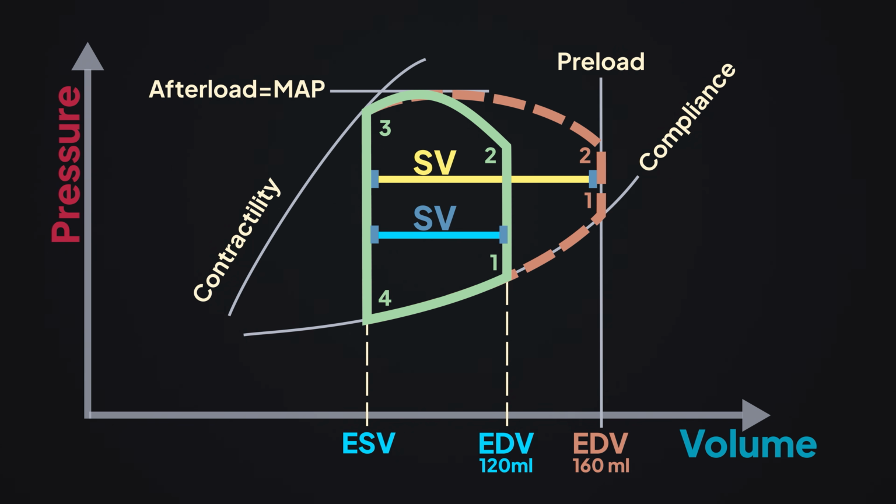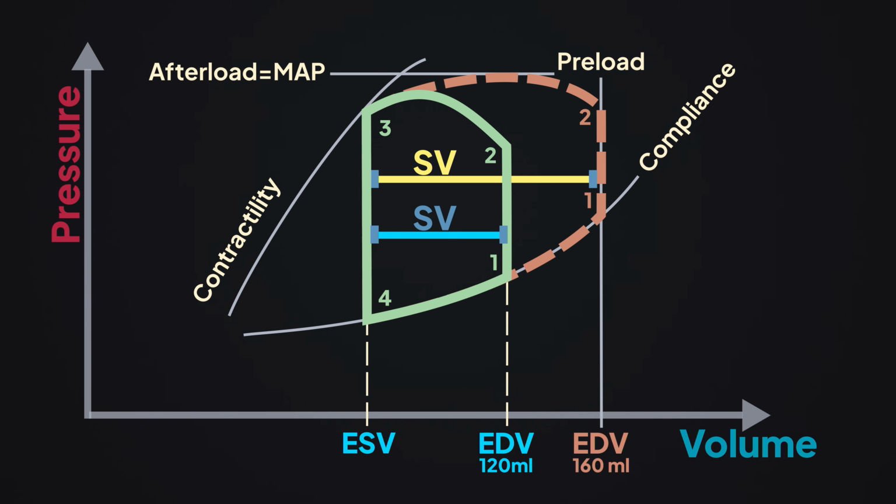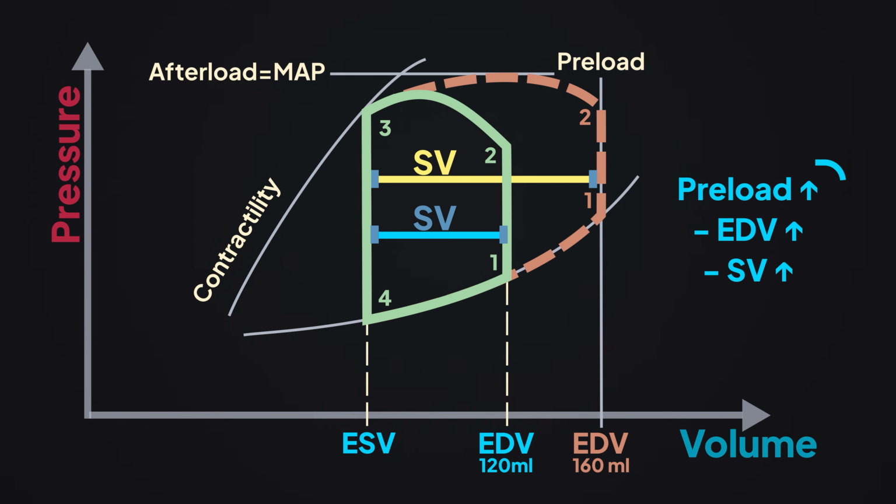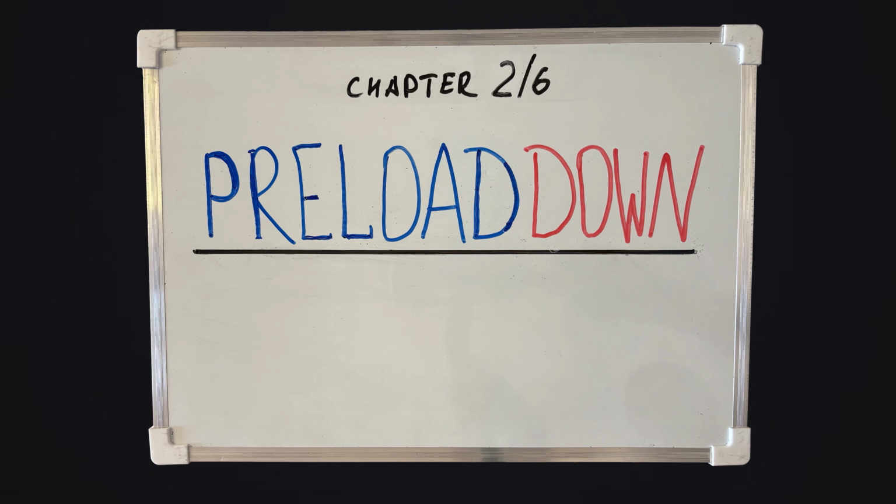More blood being pumped out also means a slight rise of afterload, so you will see the peak of the graph moves a little bit higher too. The result? A loop that stretches to the right and climbs slightly upward.